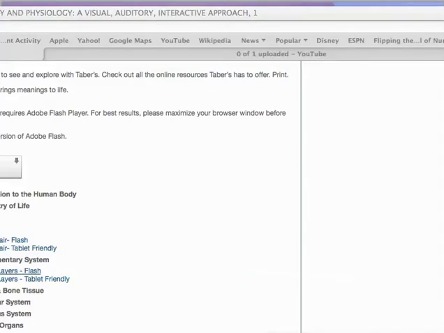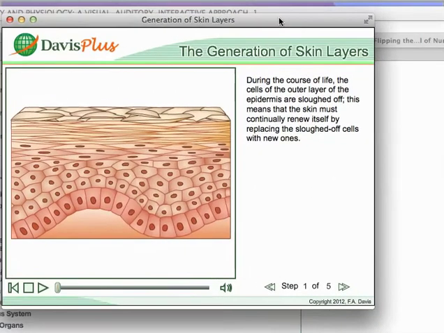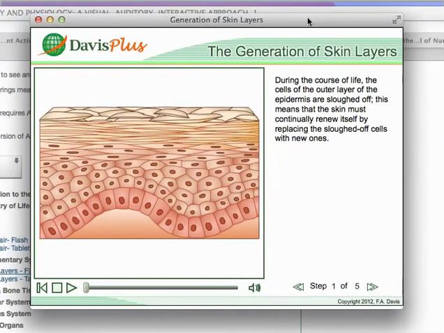Unlike our last chapter where we had tons and tons of animation, these two lectures this week really aren't going to have too many animations. Much more factual information versus conceptual information.